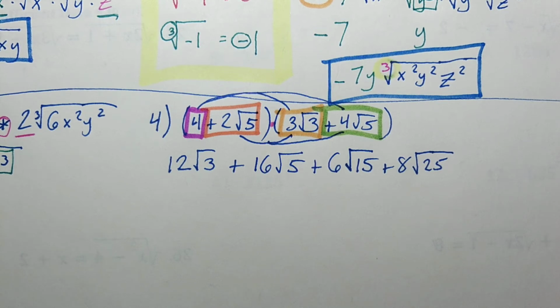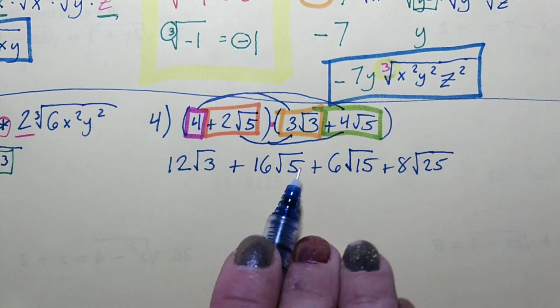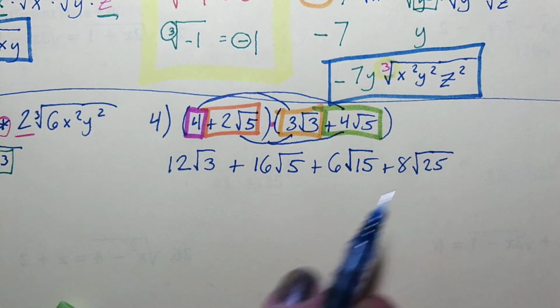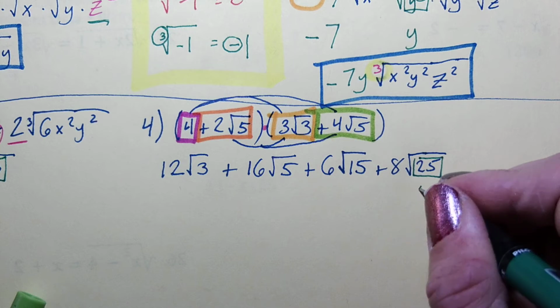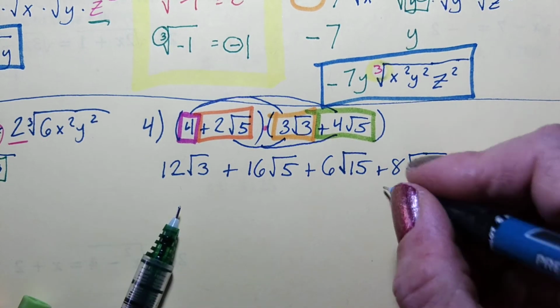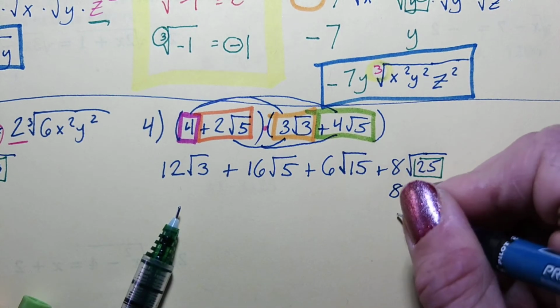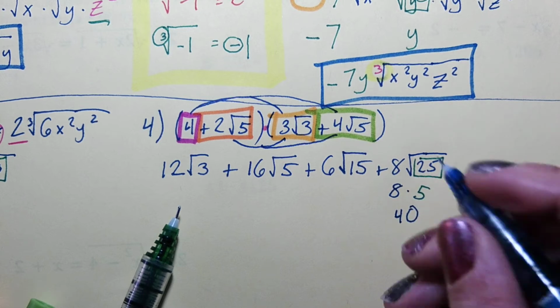Now that I have carried out the operation, are there any radicals we can simplify? 3? No. 5? No. 15? No. Square root of 25? That's going to be 5. And what will I do with that 8 and that 5? Multiply them to be 40.